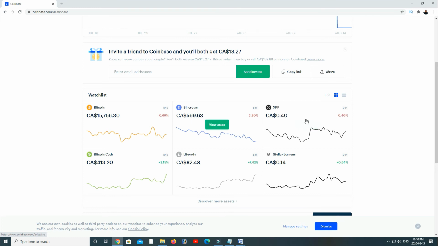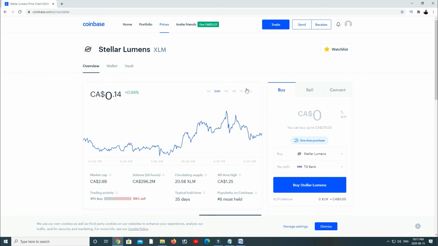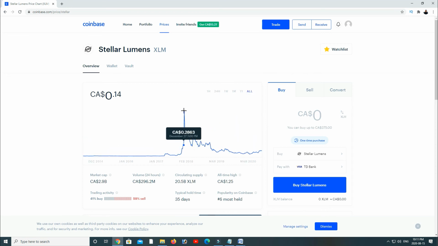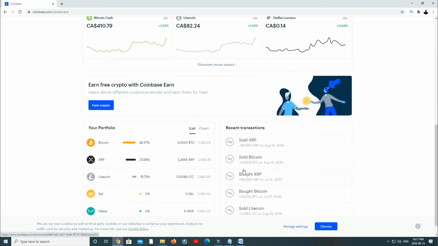a low cost currency. You can also invest in this one, but its fluctuation is very small, like 0.14, if you can see this. See, the all-time high was almost $1. In that way you can invest, and you can buy here and sell your currency.